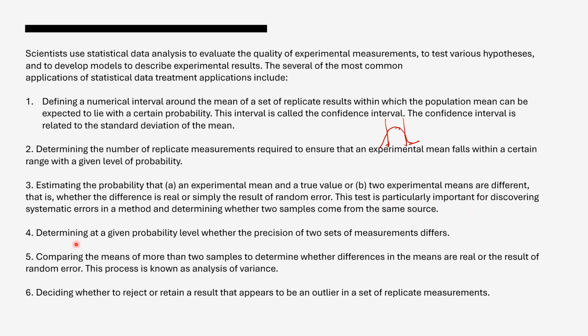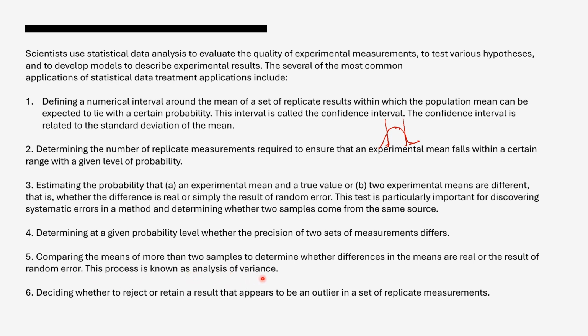And another thing, for us to get correct data is to determine at a given probability level whether the precision of two sets of measurement differs. If you have a great difference in the precision, meaning the data that you collected is not acceptable. And next, we can compare means of more than two samples, whether the differences in means are real or a result of random error.